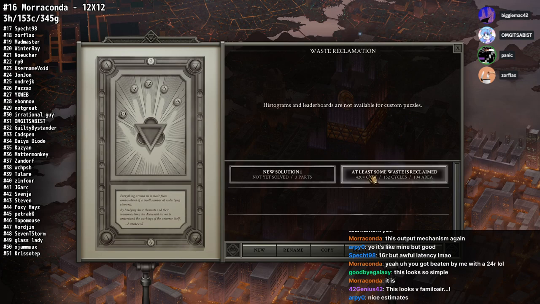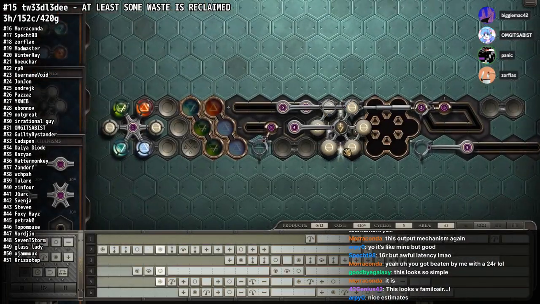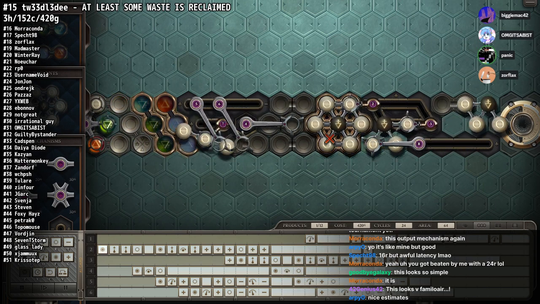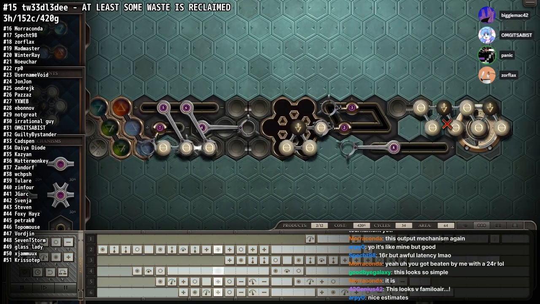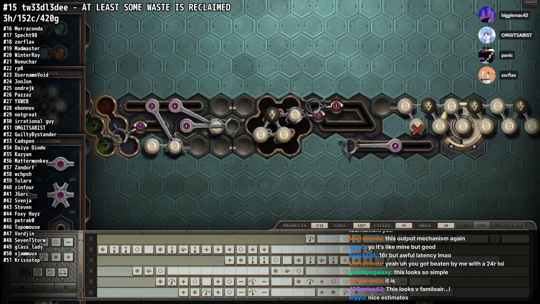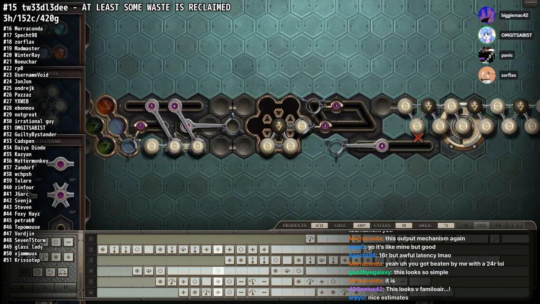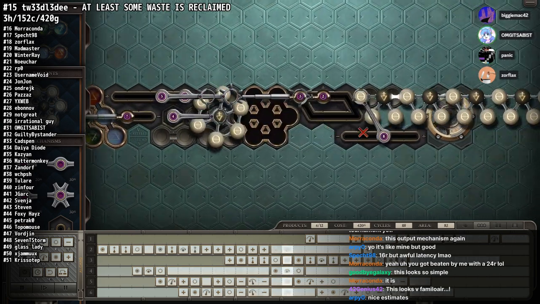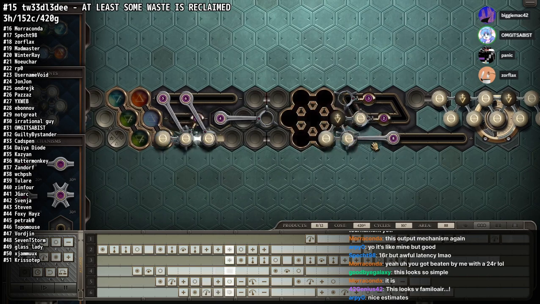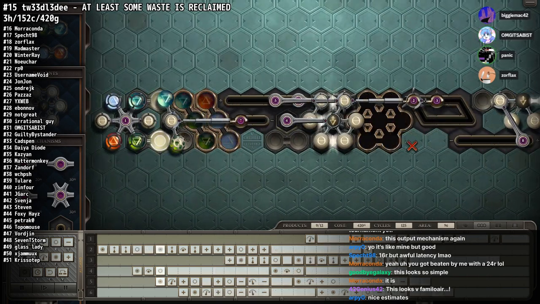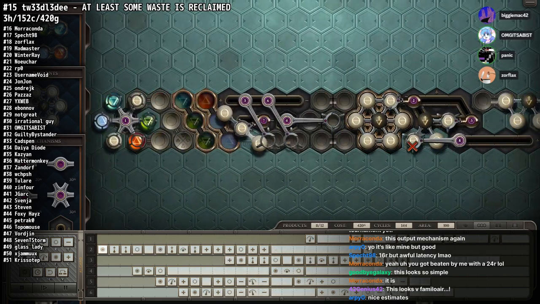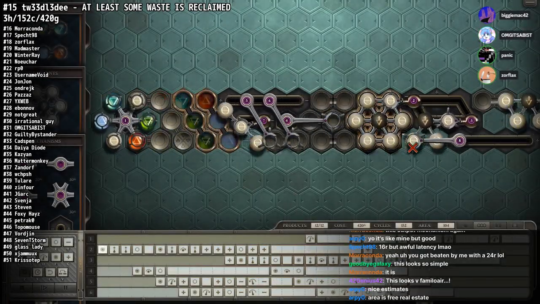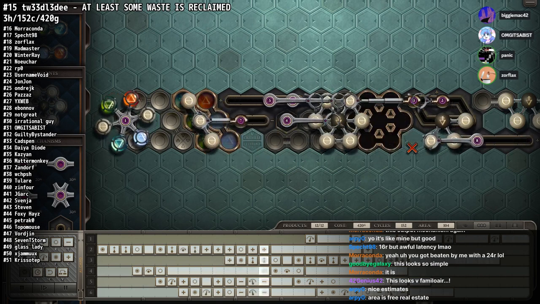Now we have another single cycle drop. At least some waste is reclaimed. We have another waste chain with a very useful disposal here. Is it? Is the waste reclaimed? They meant it as in the puzzle name. Yeah, it's just kind of defeating the point a little bit. Yeah, it was a lot worse with that. That's true. Waste reclamation, but we don't reclaim any of it.